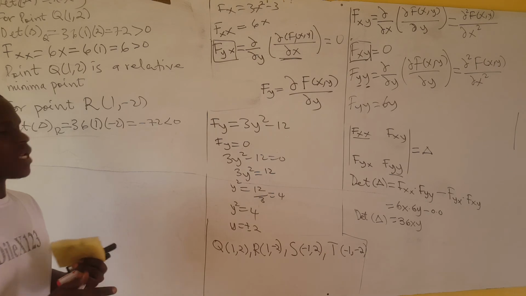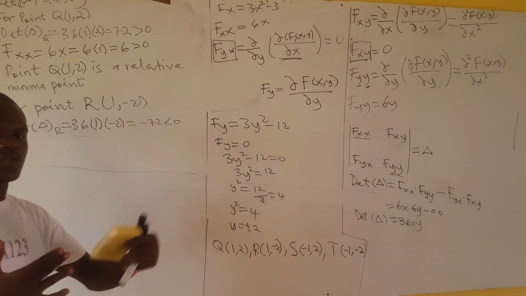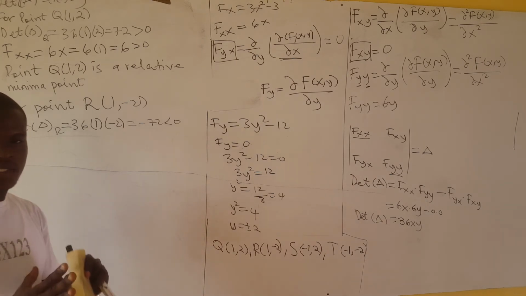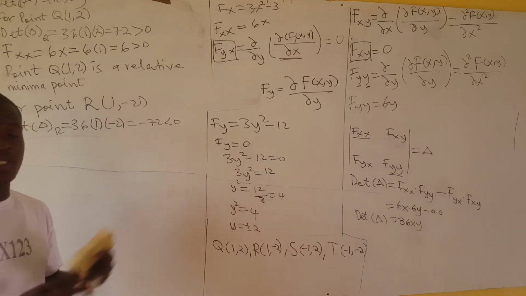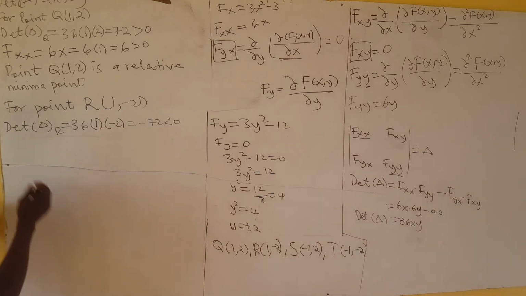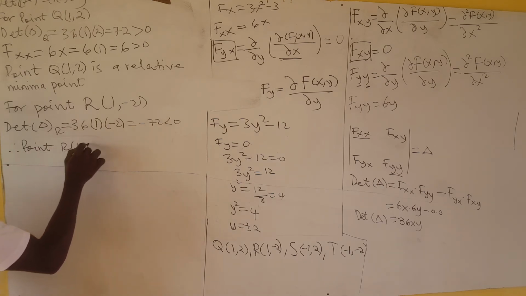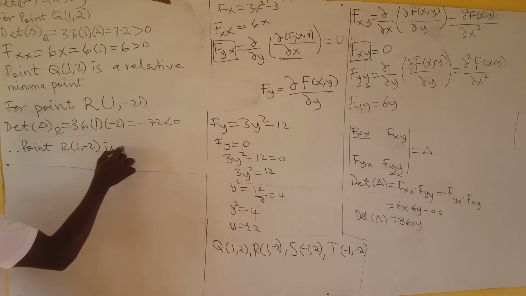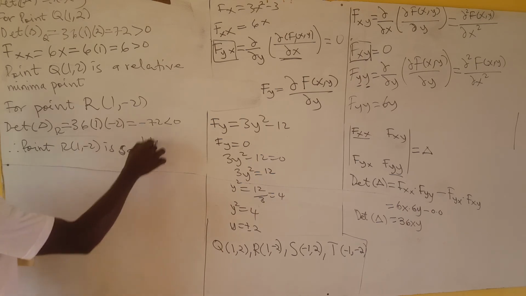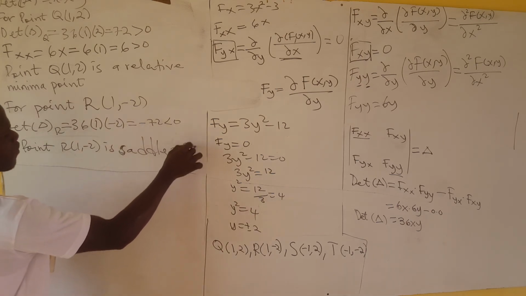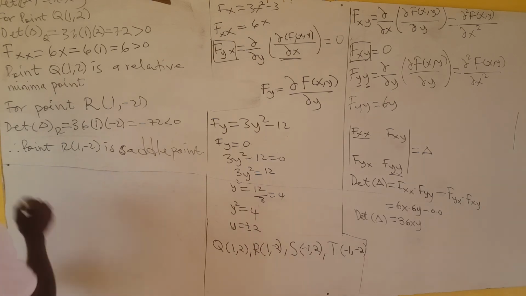If you have the determinant less than 0, you shouldn't even continue to solve, because as long as the determinant is less than 0, the point is a saddle point. Okay? So therefore point R, that's 1, negative 2, is a saddle point. Good. So let's go to the next point.